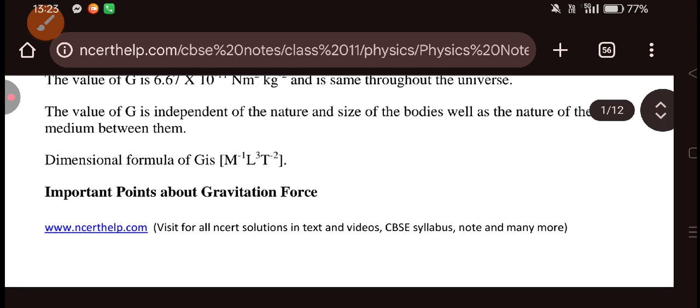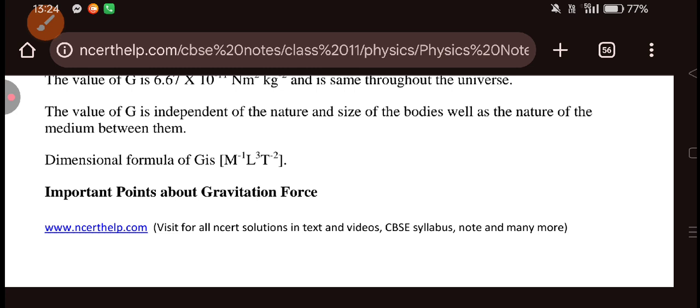The value of G is independent of the nature and size of the body as well as the nature of the medium between them. Remember, gravitational force doesn't care about a medium. If bodies are in water, gravitational force will be the same. Don't think there will be an effect on gravitational force if the medium is changing. The value will come the same.